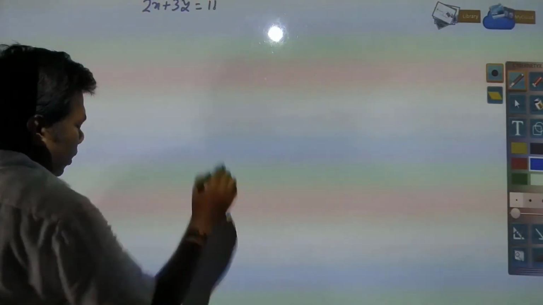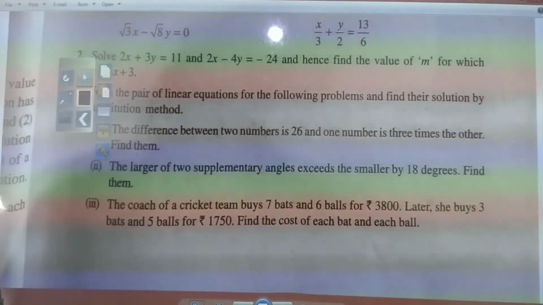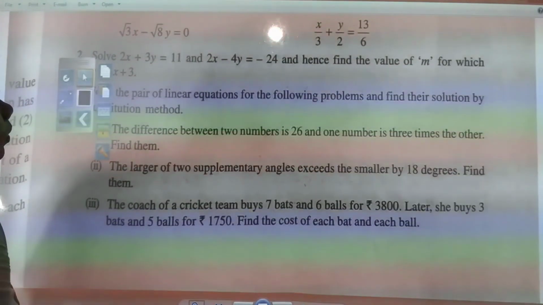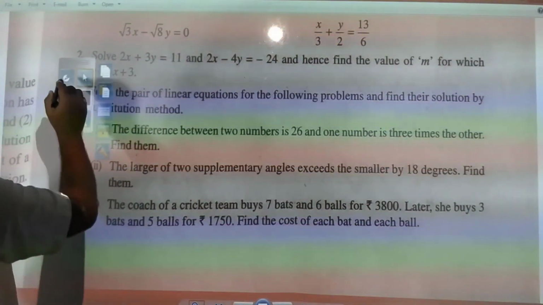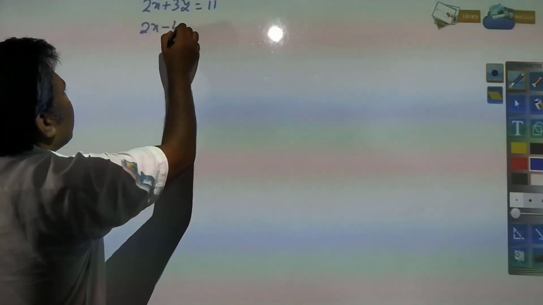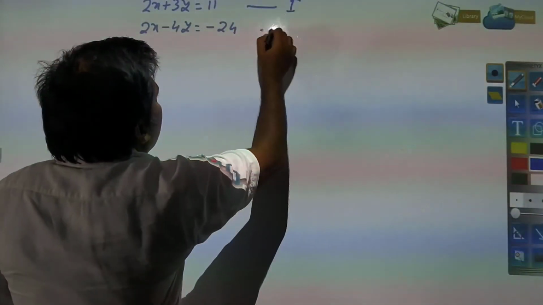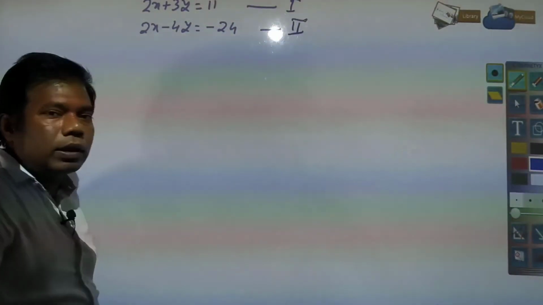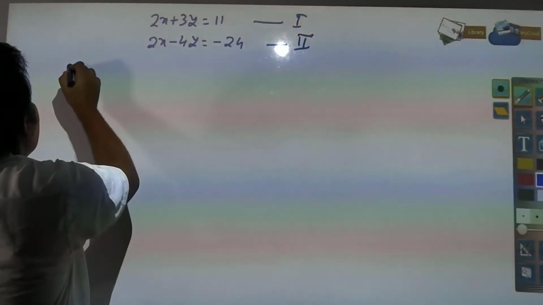2x plus 3y is equal to 11, and we have 2x minus 4y is equal to minus 24. Suppose this is your first equation, this is your second equation. So you need to find out x and y again in the same way.